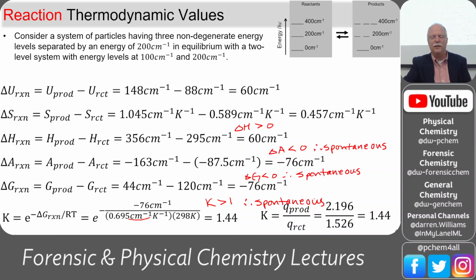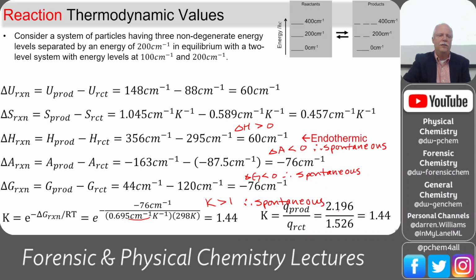So let's look at these phrases. Now, we could also do the K calculation using the product partition function over the reactant partition function. And that's always satisfying when you have 2 ways to calculate the same thing. You might catch an error if you can check your work that way. So yeah, the product's partition function was 2.196 and the reactants was 1.526.